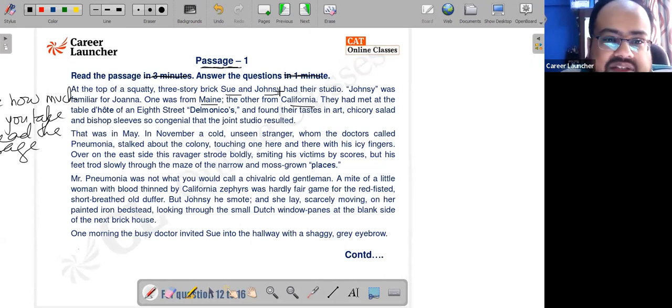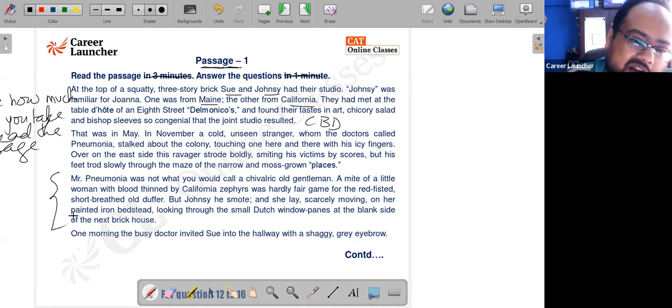So if I go as per the first paragraph, all the first paragraph is saying is that one was from Maine, the other was from California. As per the first paragraph, I cannot determine who was from Maine and who was from California. So from the first paragraph, the answer is cannot be determined, because it does not clearly say whether Sue was from Maine or John C was from Maine and who was from California. But at the same time, have a look at this third paragraph.